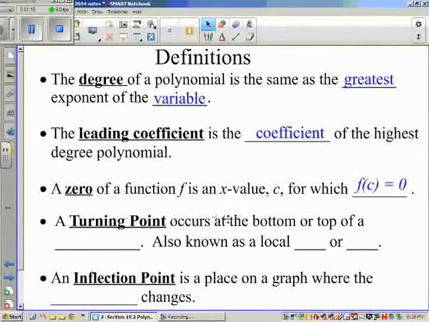A turning point occurs at the bottom or top of a curve, also known as a max or min, and a local max or min. Finally, an inflection point is a place on a graph where the concavity changes, and we're going to get into some of that stuff.